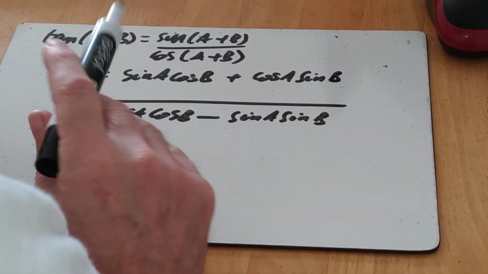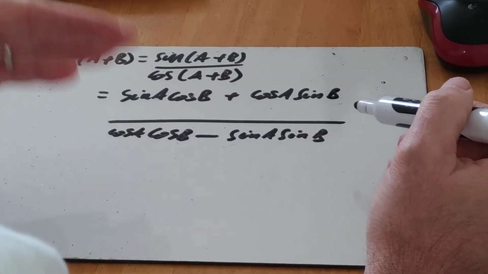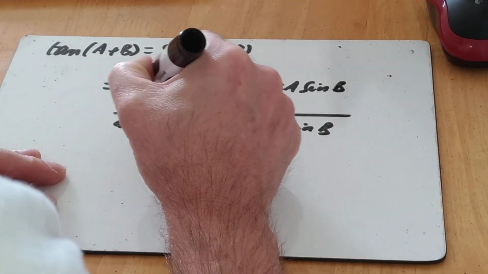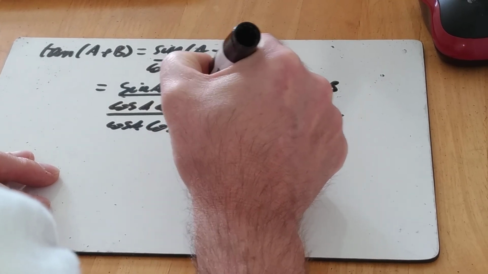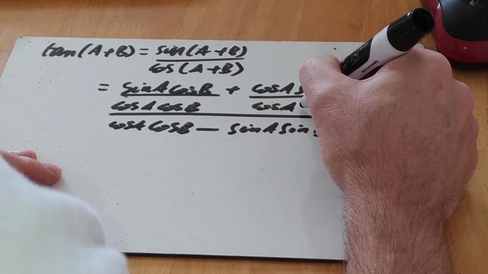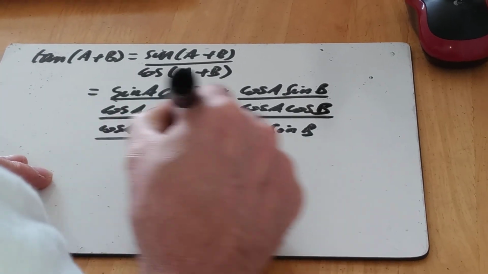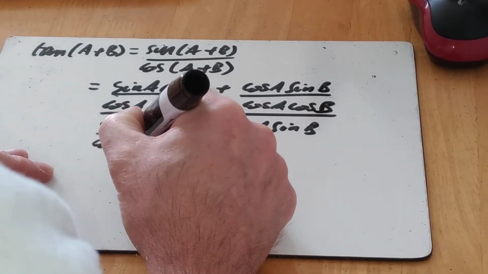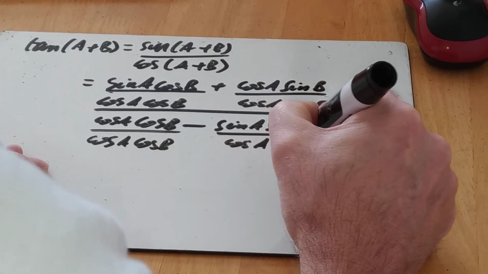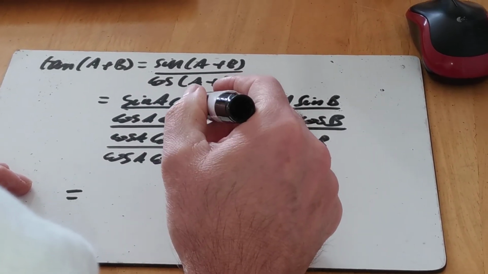And now what I can do, I can take every single term in that thing there, times or divide by the same thing, and it's still equal to what it was. So I'm actually going to divide every single term by cos A cos B. Stuff's going to cancel out in some cases, and when it's not, we're going to be able to write it in terms of tan. And then this one divided by cos A cos B, and that one divided by cos A cos B.